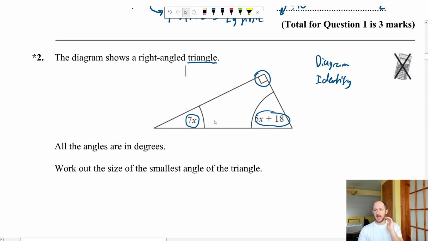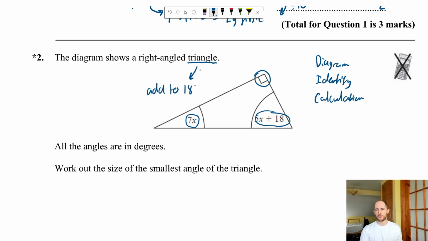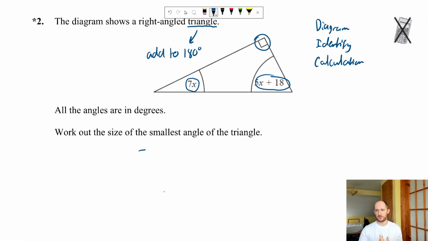So that is where I now identify the calculation I have to make. Now, this isn't the calculation just yet. The I part is identify. Well, what information have they given me? The only information I haven't used yet is the triangle bit. What do the angles in a triangle add up to? They add to 180 degrees. So if I add these three angles together, I should get 180. So let's do that. We've got 7x plus 5x plus 18.